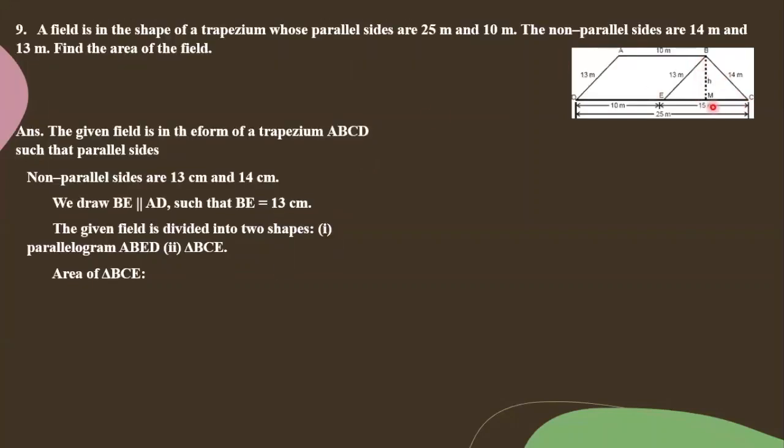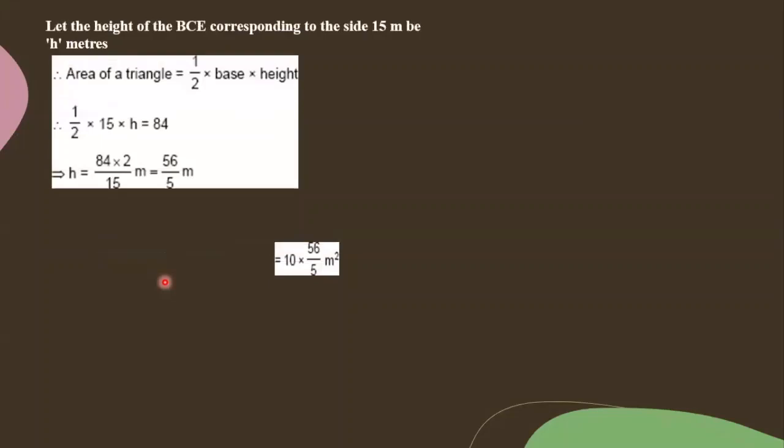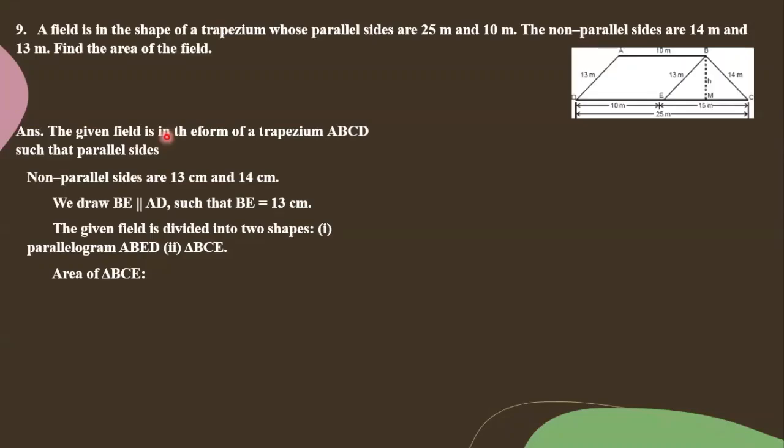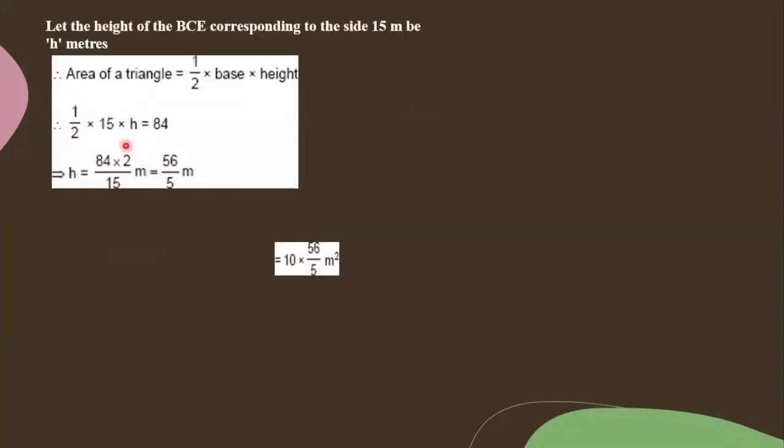Okay, children. Now I'm taking triangle BCE. Here the three sides are 13, 14 and 15 meter. I'm going to find the height from this triangle. What is the area of a triangle? Area of triangle is half into base into height. The base value they gave is 15, but the height value is not there.